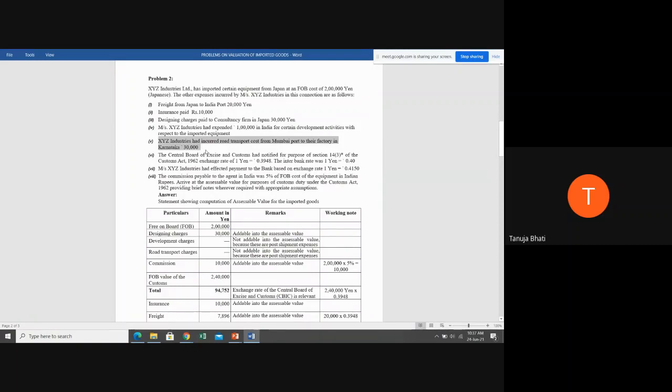Students, common sense, just once again I'm repeating: if the goods have reached the Indian port, that is the Mumbai port, when are you supposed to pay customs duty? Before clearing from that port. Now after it is cleared from the port, to take the goods up to your factory, you're paying road transportation cost. Should that freight charge be included in the assessable value to calculate your customs duty? Yes or no? It is a no, ma'am. Post import.